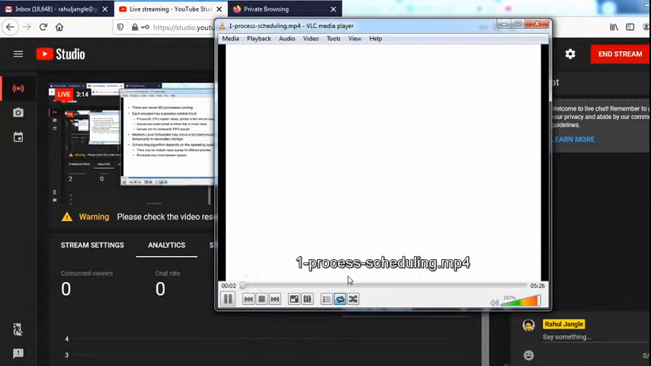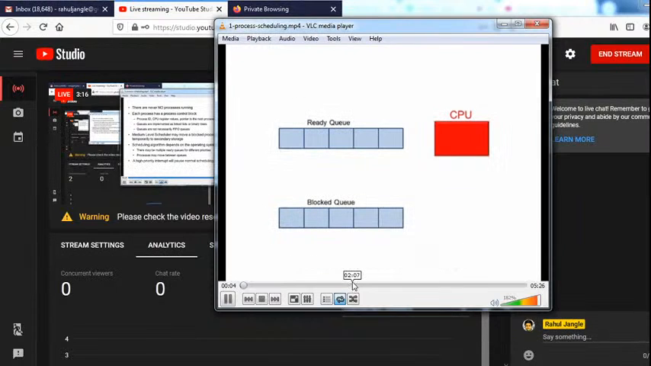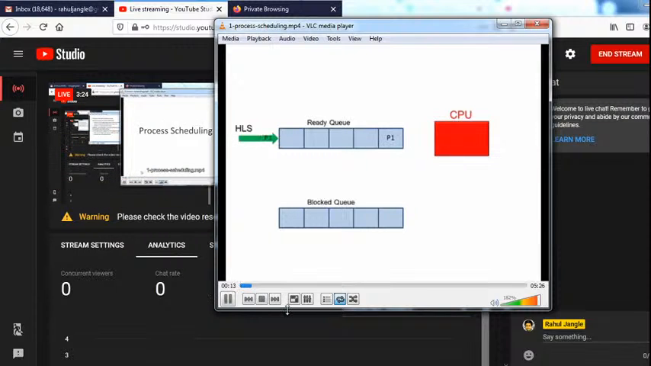In a simple scheduling system, there is a ready queue and a blocked queue. Part of the system known as the high-level scheduler is responsible for admitting new processes to the system. The high-level scheduler is sometimes referred to as the admissions scheduler and sometimes as the long-term scheduler.